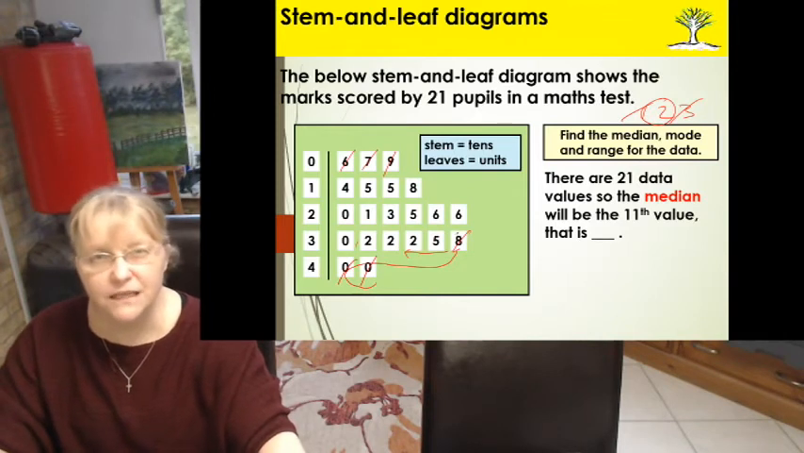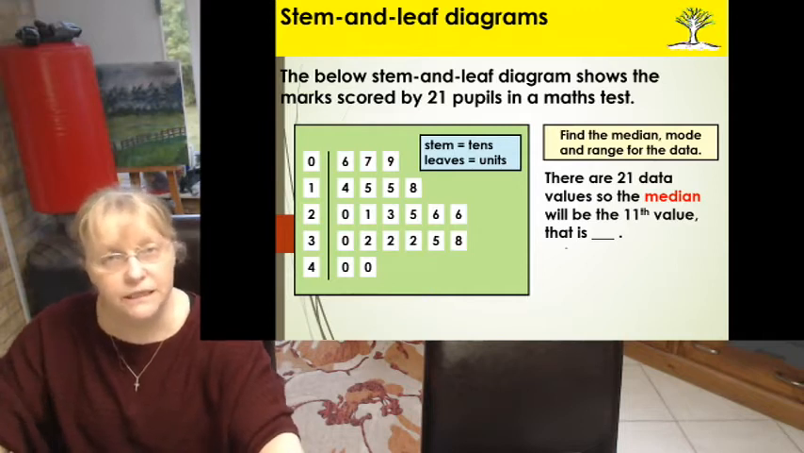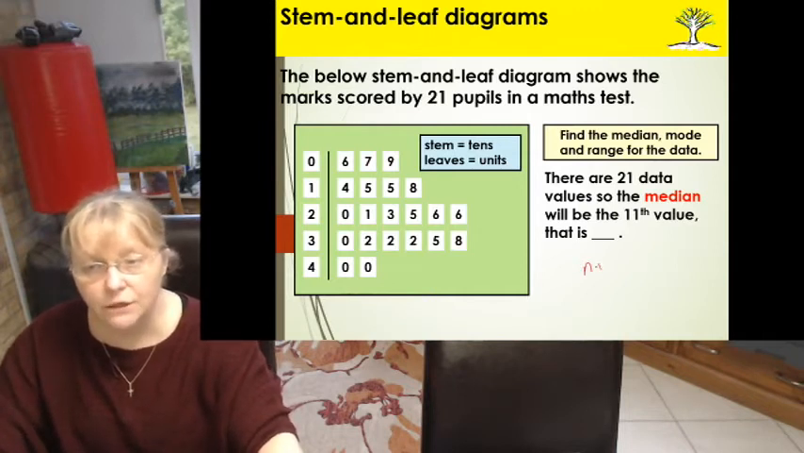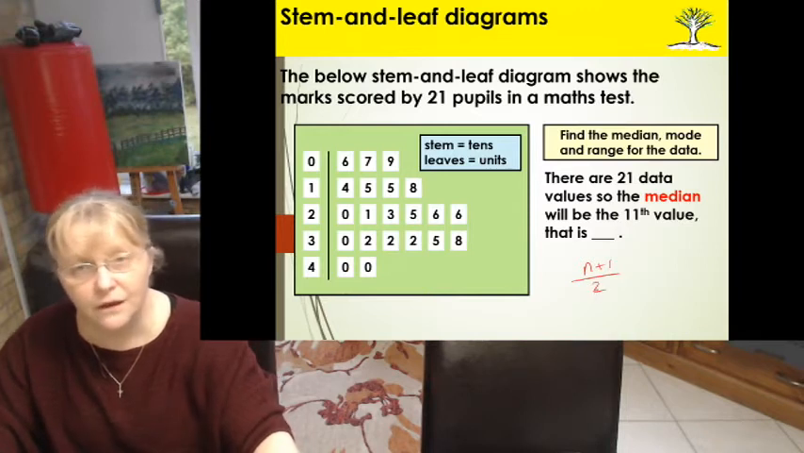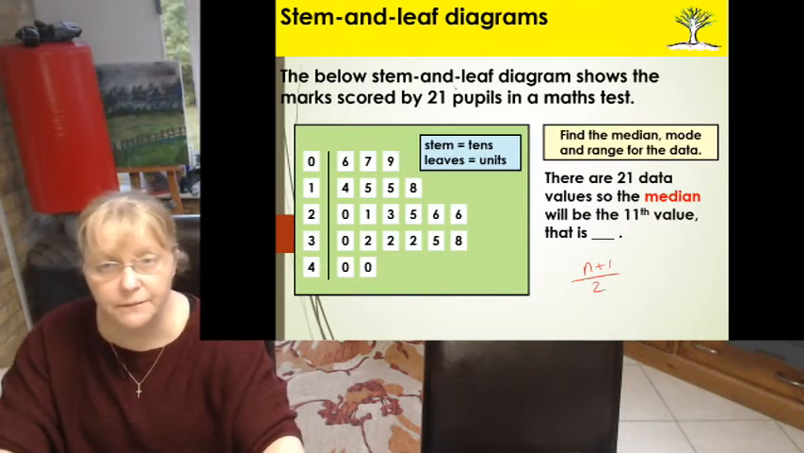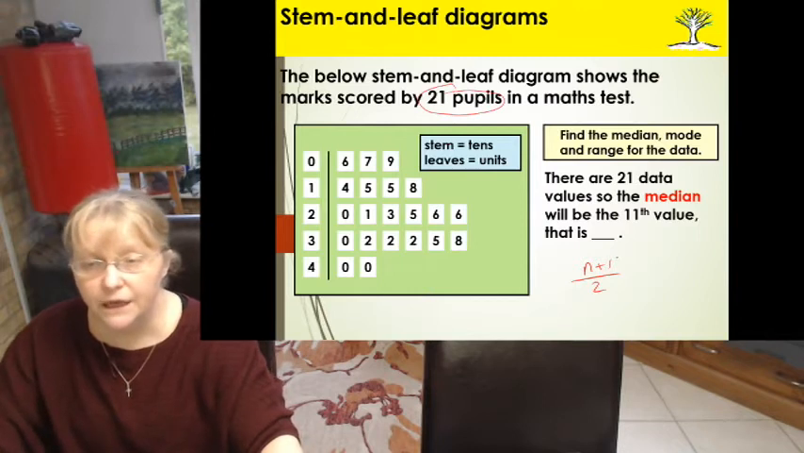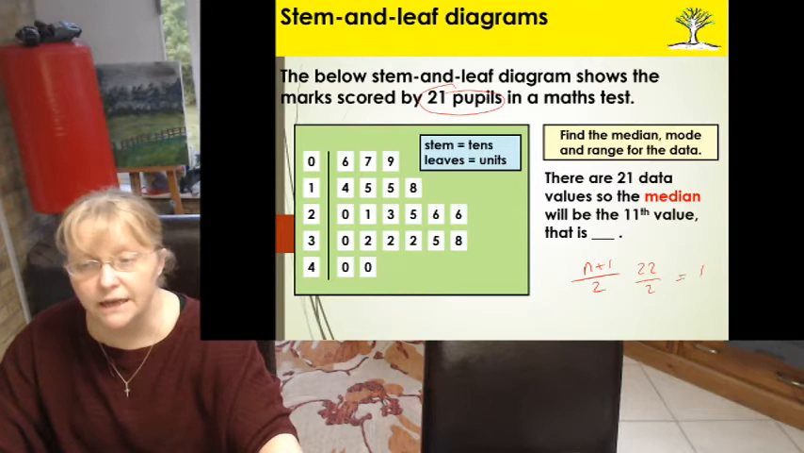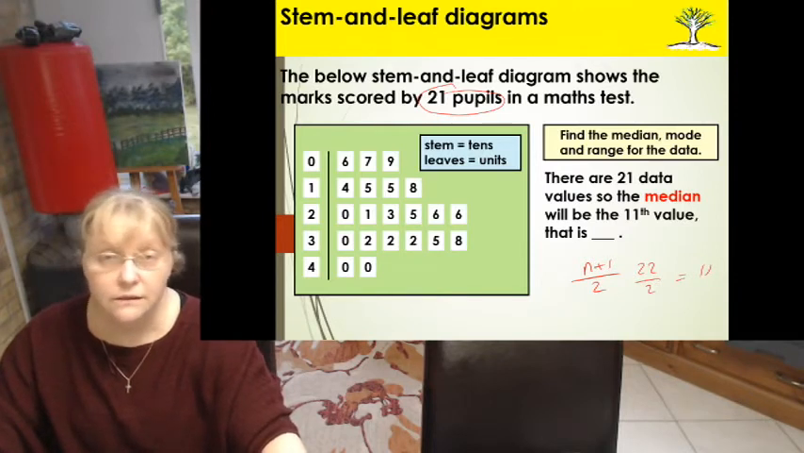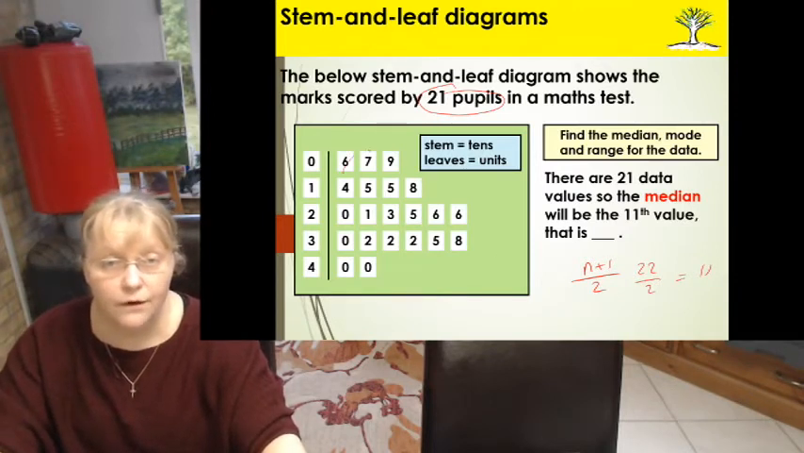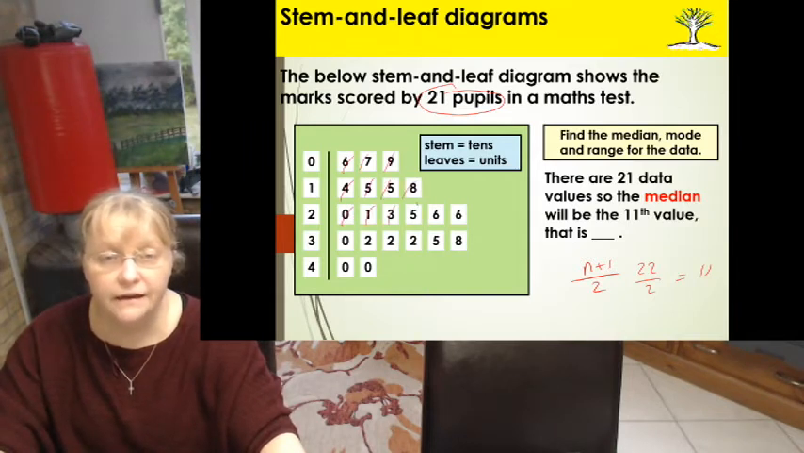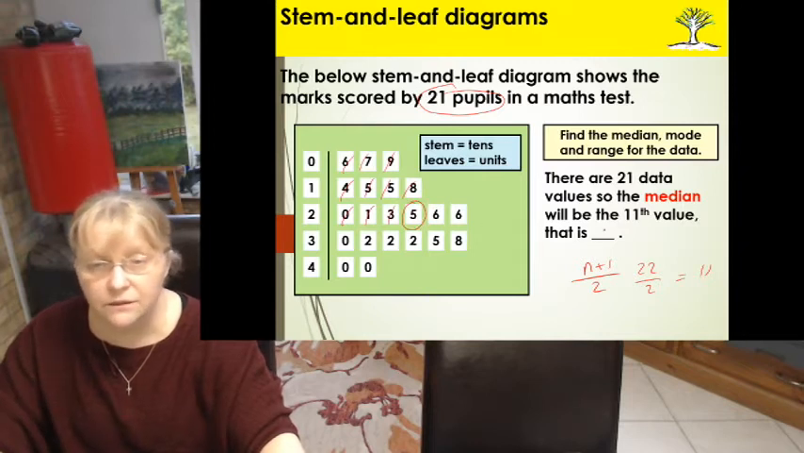Also, when stem and leaf gets a bit big, it can take a long time. So do you remember the other way that we did find the median, which is n plus 1 over 2? Well, as there's 21 pupils, which you can see up here, that'd be 21 plus 1 is 22 over 2, which is 11. So all that you do is you count to the 11th number. 1, 2, 3, 4, 5, 6, 7, 8, 9, 10, 11. So the answer would be 25.